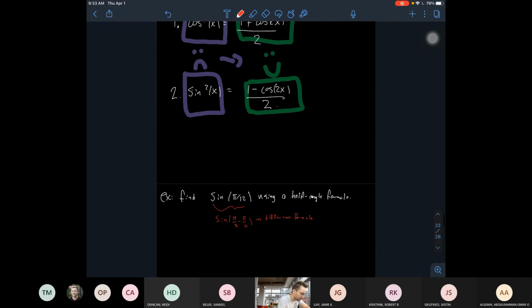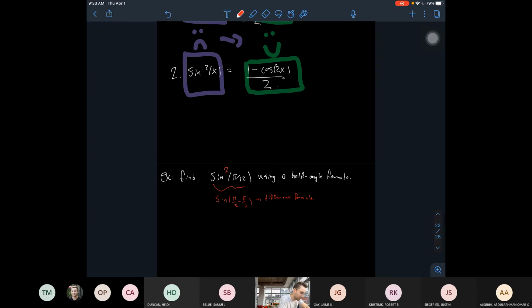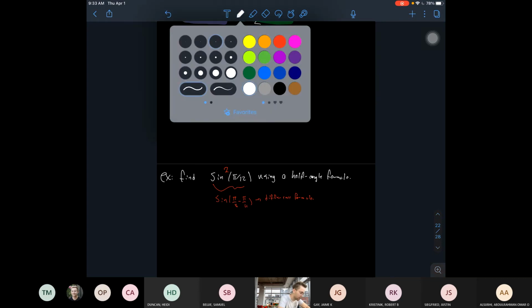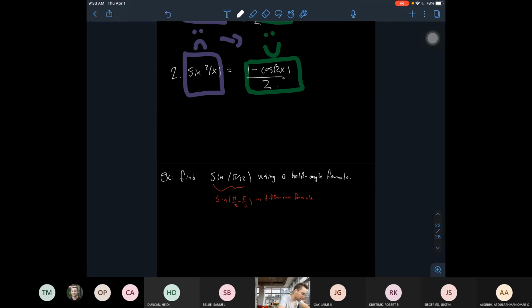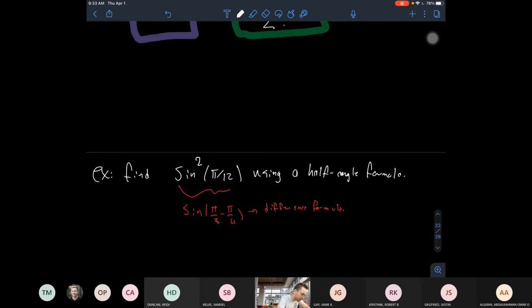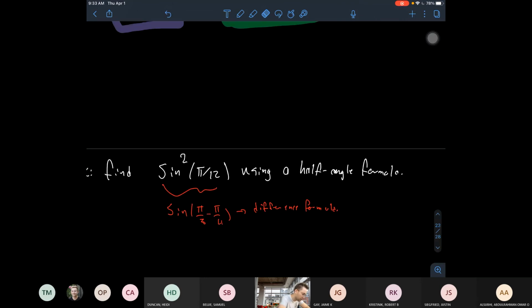Oh, hang on a second. This should have been a sine squared. It should have been a sine squared of x. Sorry. Dang, how did I write so much stuff wrong on these notes? So this was sine squared of pi over 12.